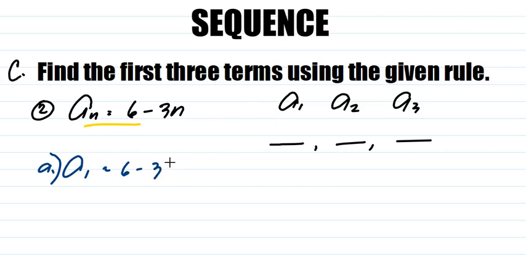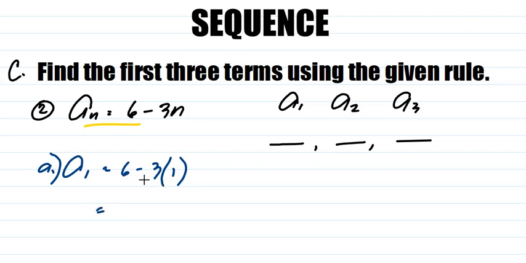Pero hindi lang natin dapat na nilagay lang yung 1 na magiging 31 siya. Dapat nating maintindihan na yung 3n, ang ibig sabihin yan ay 3 times n. Kung ano man ang value ng n ay minamultiply sa 3. Since first term ang hinahanap natin, so ang mangyayari ay 3 times 1. And then, yun na, algebra na kagad. So, a sub 1 equals 6 minus 3 times 1.